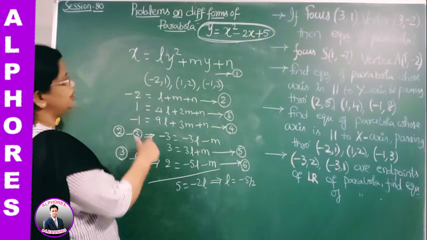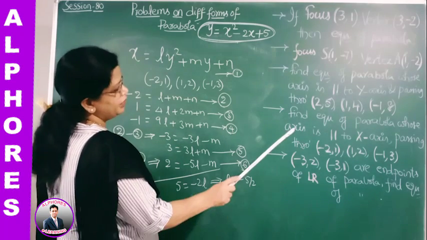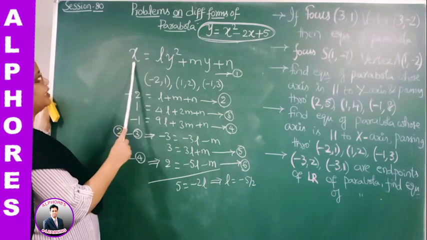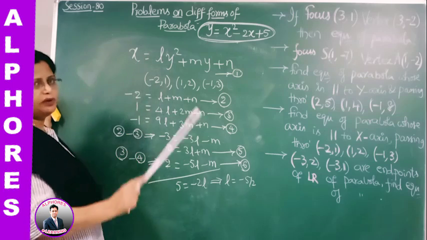Okay students, so this is the method to solve whenever they asked about the equation of a parabola whose axis is parallel to the x-axis. We have to start with x is equal to. In this way we can conclude this problem.